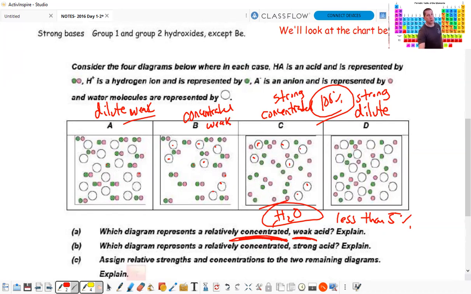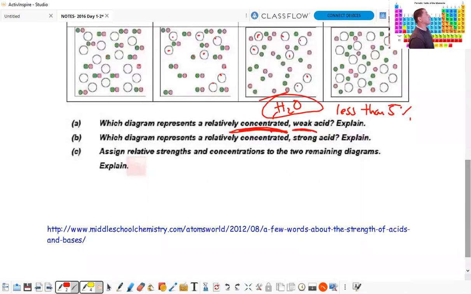So don't be confused with concentrated versus dilute. All right, so tomorrow's pH.